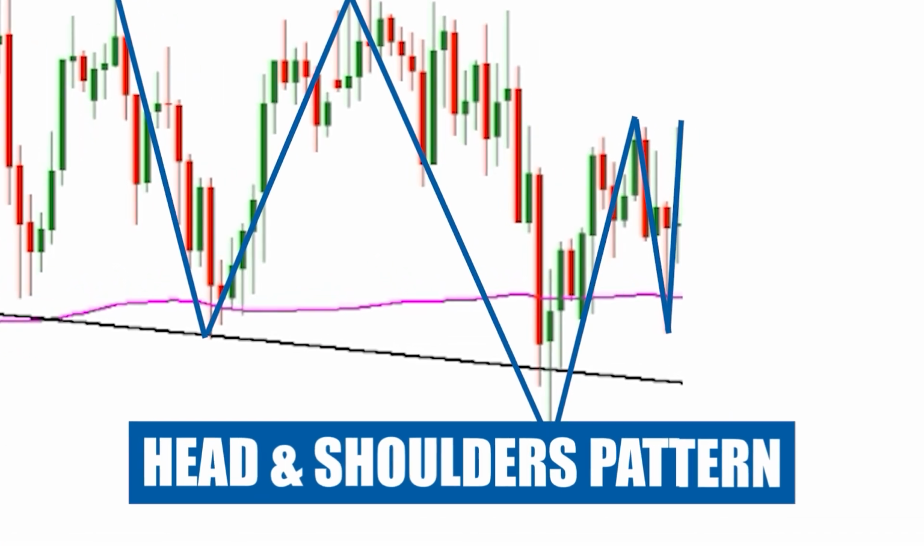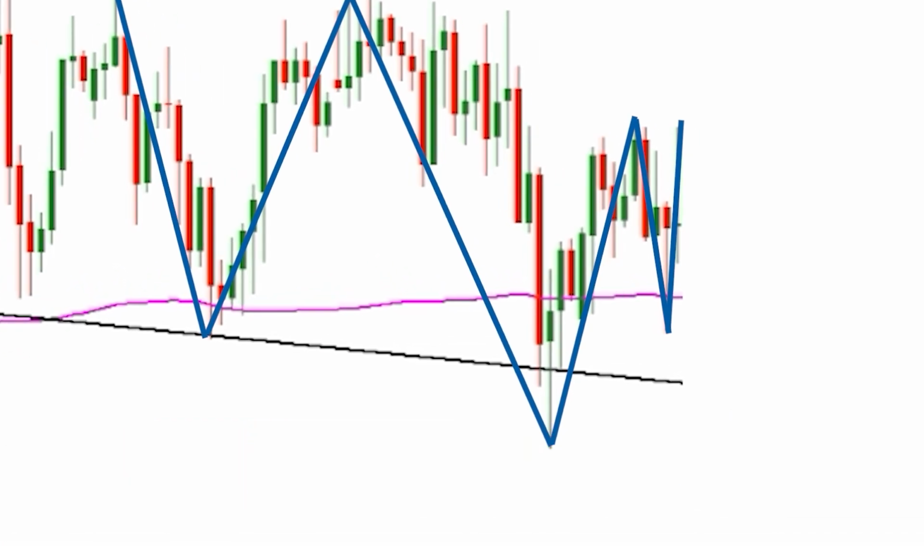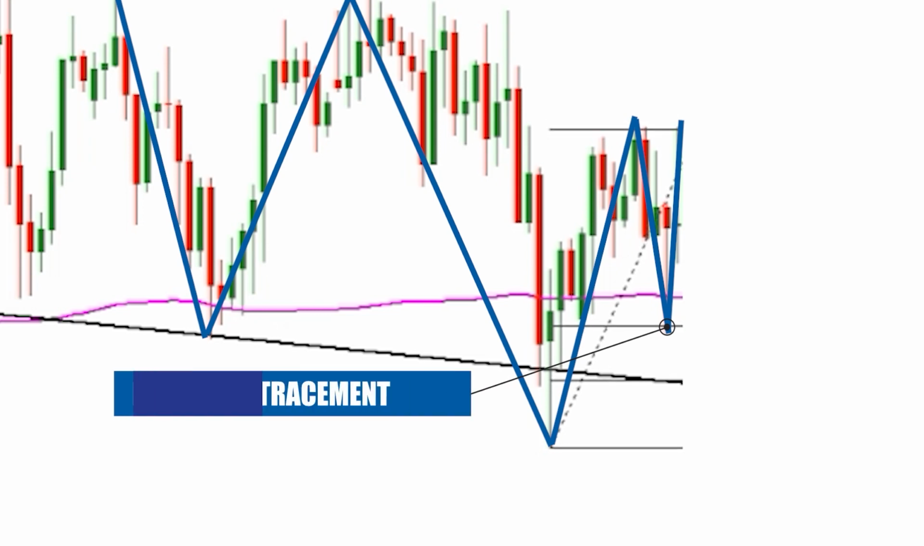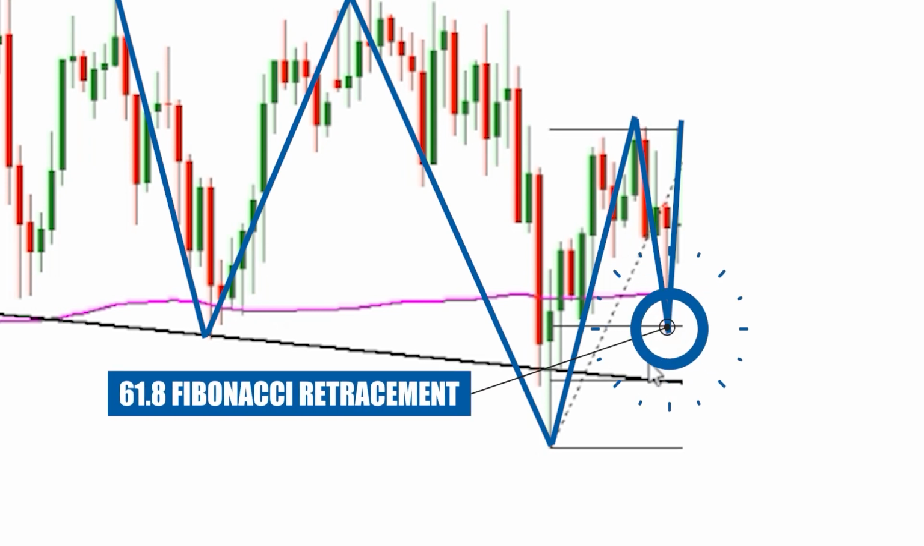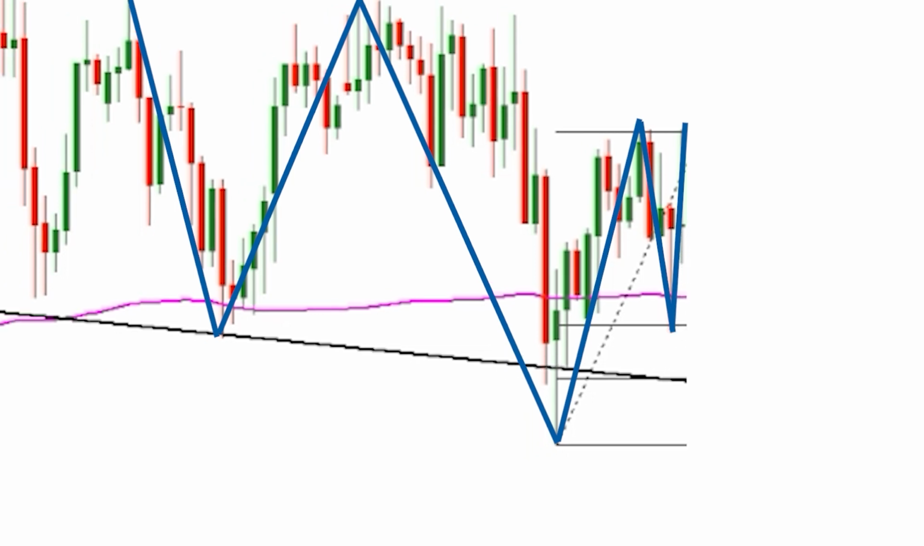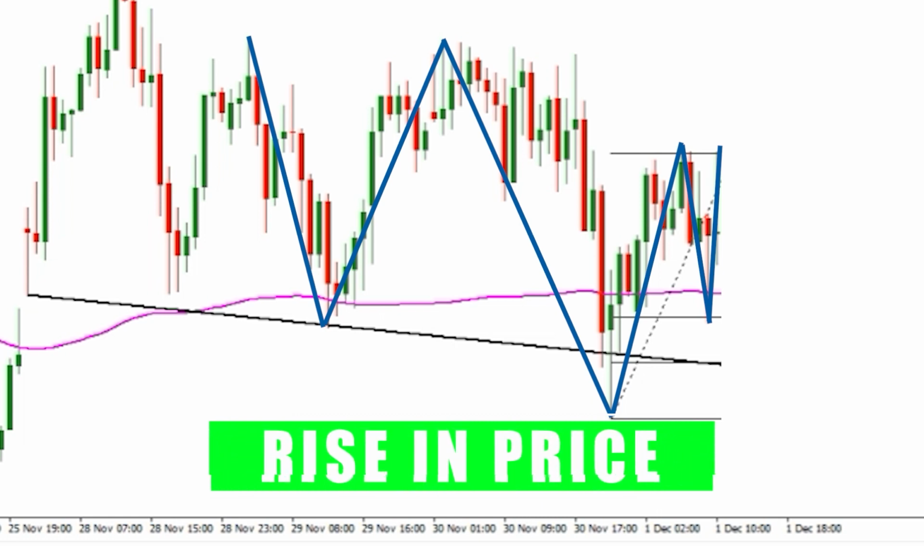We also have price coming down and testing the 618 Fibonacci level. So you can see the price has retraced back down, tested it. Subsequently, price was rejected. As you can see, this big wick to the downside. So all these things suggest that price may rise.